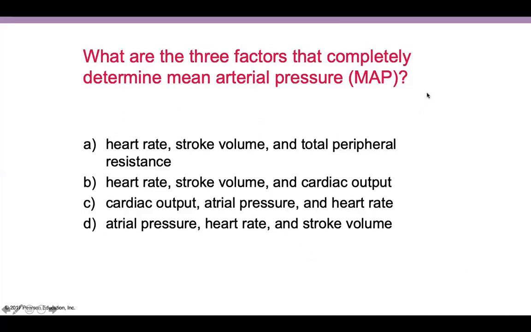So lots of response for A. What are the three factors that completely determine mean arterial pressure? A is correct. It's our heart rate and stroke volume, that together is cardiac output, and total peripheral resistance. It could have also been just cardiac output and total peripheral resistance, but if we further break down cardiac output, we get heart rate and stroke volume. So A is correct, okay?